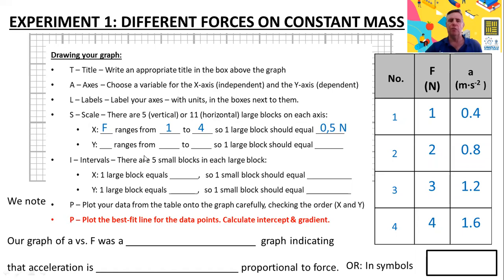If we look on the y-axis, acceleration ranges from 0.4 to 1.6. So one large block there, if it equals 0.4 meters per second squared, will fit in nicely. Now we also need to break this down further into intervals. Each large block has 5 small blocks. If one large block equals 0.5 newtons, we divide by 5, so one small block equals 0.1 newtons for force. On the y-axis, if one large block equals 0.4 meters per second squared, we divide by 5 and one small block would be 0.08 meters per second squared.